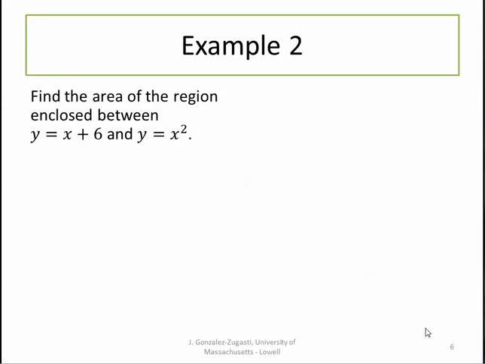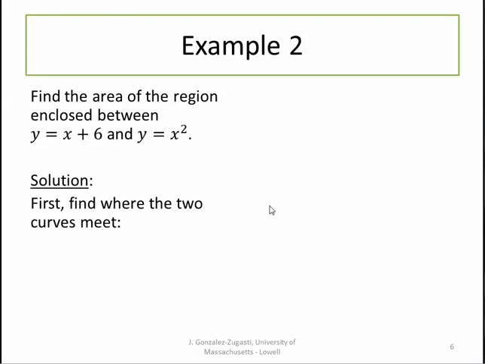Alright, let's do another example. Find the area of the region enclosed between the same two functions, y equals x plus 6 and y equals x squared. Alright, in order to do this one, I haven't told you what interval we're doing it on, so we need to figure out where the curves meet. To do that, you set the two equations equal to each other. So you get x squared is equal to x plus 6, and now we'll solve for x.